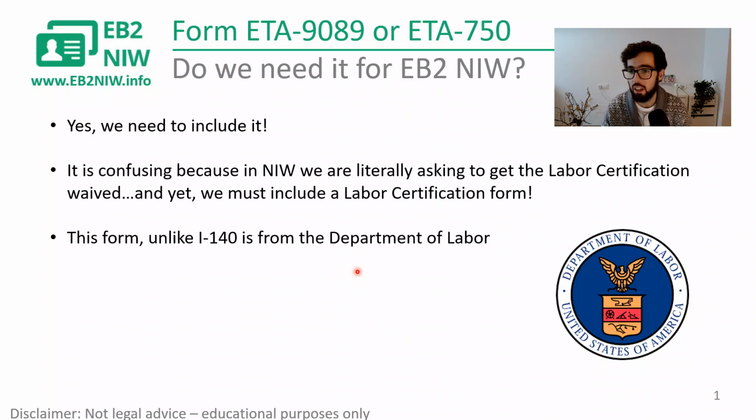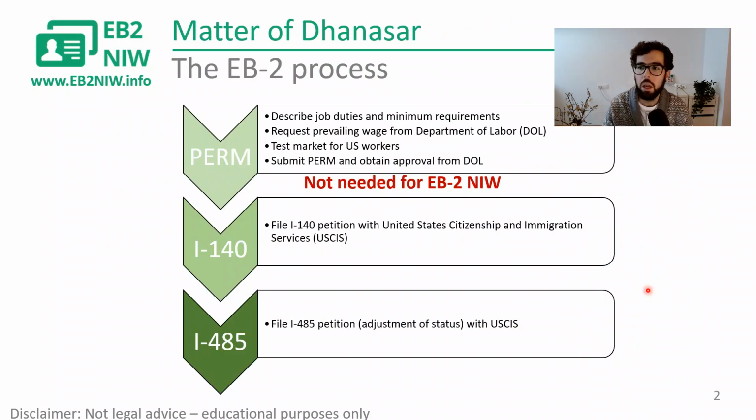But first let me note that this form that we're going to use, which is ETA-9089, is not a USCIS form. That's why it starts with ETA and not with an I, like all the other forms we usually talk about. So that's why I have this logo here to really make you see that these forms will look a little bit different, okay? But let's try to understand why we need to have this form in our process.